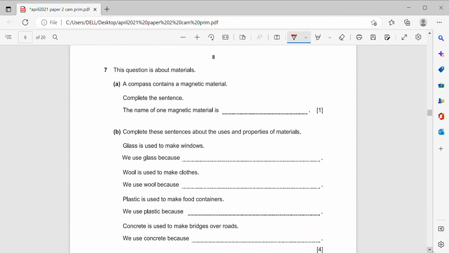Question number 7. This question is about materials. A compass contains a magnetic material. Complete the sentence. The name of one magnetic material is. Write any magnetic material you know. What magnetic material do we know? The most famous is iron. Someone else might say steel. A third might say cobalt.